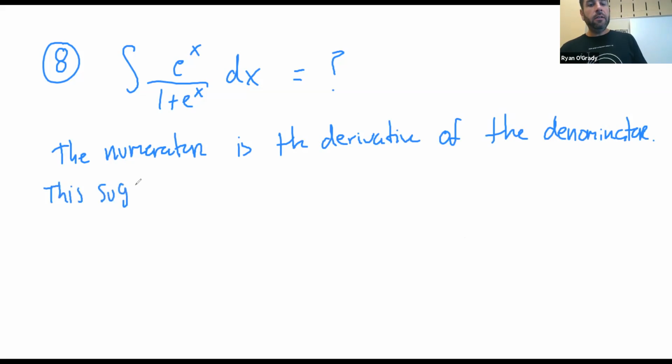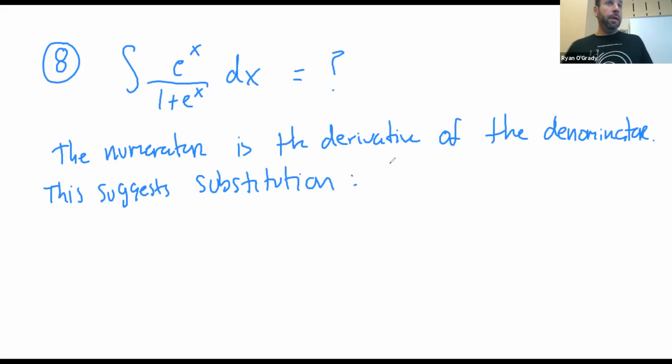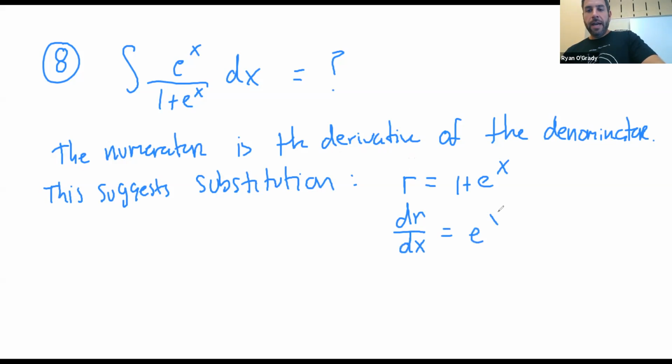So this suggests substitution. Notice I'm being very careful with my words. I'm not saying substitution will work, because it doesn't always work, but it's going to work here. And so let's use, what letter should we use? How about we used u, we used y. Let's use a different letter. How about we use r? r seems like a good one. r equals 1 plus e to the x. Then dr/dx is equal to e to the x.